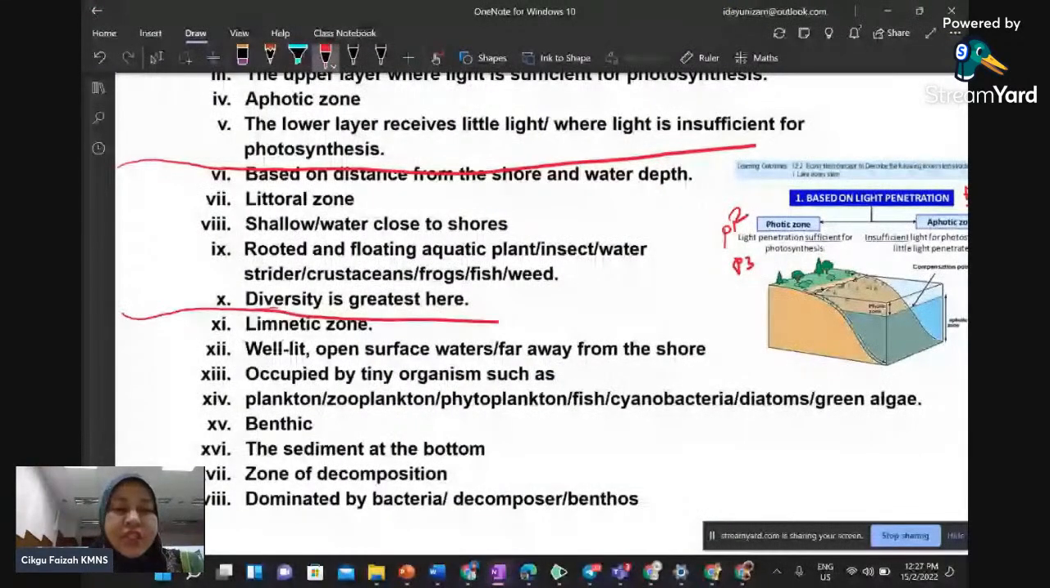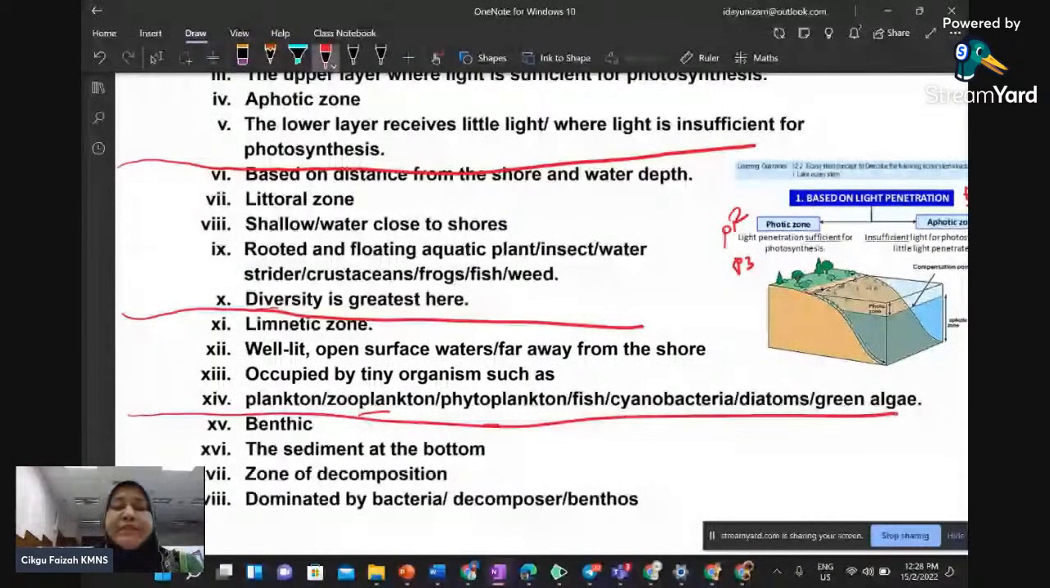Okay, for the limnetic zone, which is B, you put here in this class what? Lots of zooplankton, phytoplankton, right? That is for the limnetic zone.